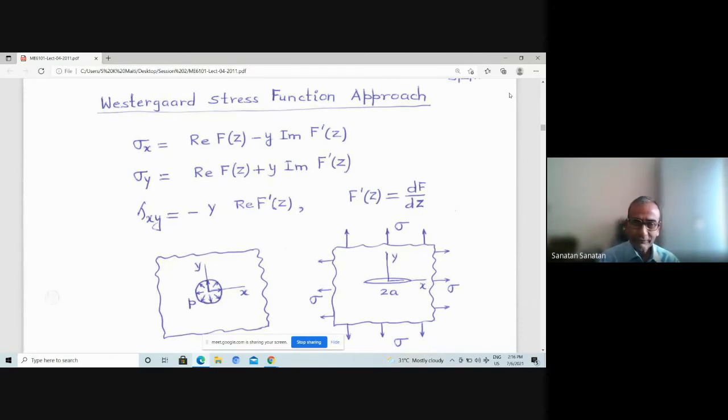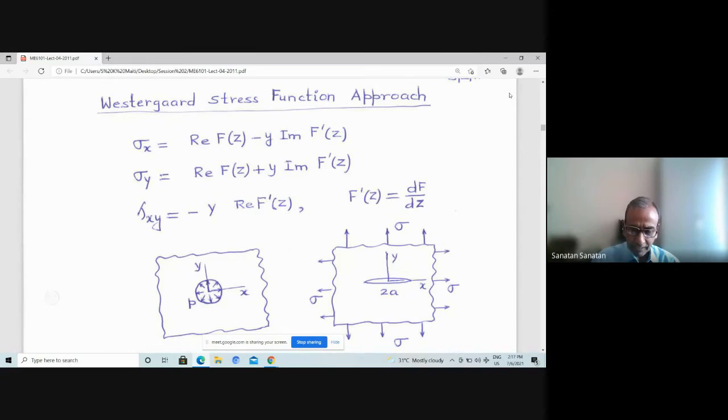So he finally established that when you have a double symmetric problem, you don't need two analytic functions. You can write the solution for the problem considering one analytic function, just F(z). You don't need the other. In that case, the stresses are given in terms of that single analytic function F(z). Sigma x is nothing but the real part of F(z) minus y times the imaginary part of the first derivative of F(z). Similarly, sigma y has a similar form, and shear stress is given by minus y F'(z). So this is how it is.